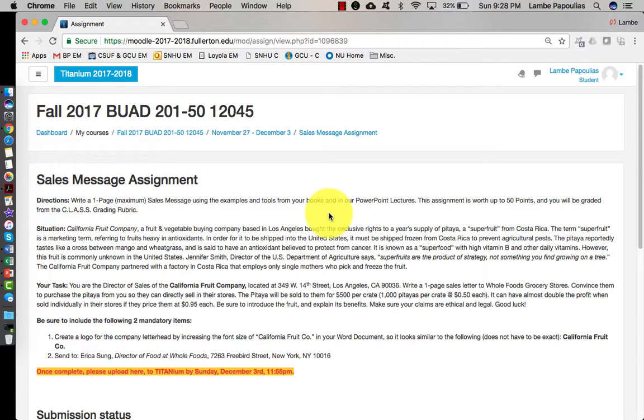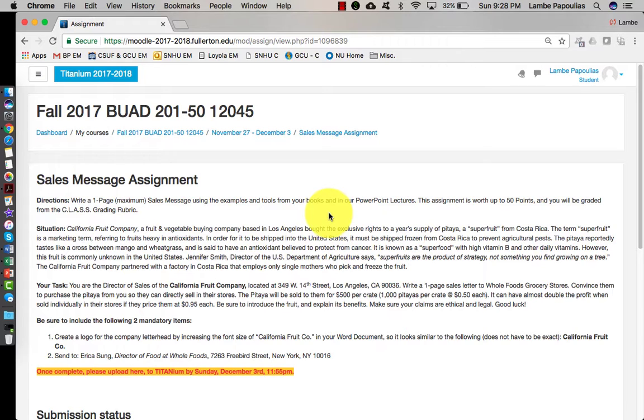It is known as a superfood with high vitamin B and other daily vitamins. However, the fruit is commonly unknown in the U.S. So Jennifer Smith, director of the U.S. Department of Agriculture, says superfruits are the product of strategy, not something you find growing on a tree. So the California Fruit Company partnered with a factory in Costa Rica that employs only single mothers who pick and freeze the fruit.